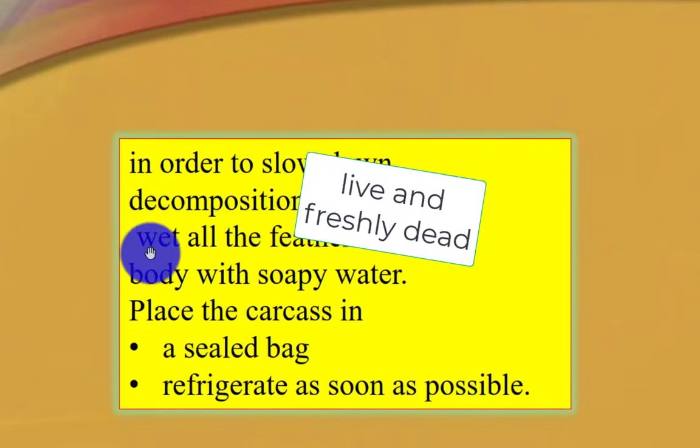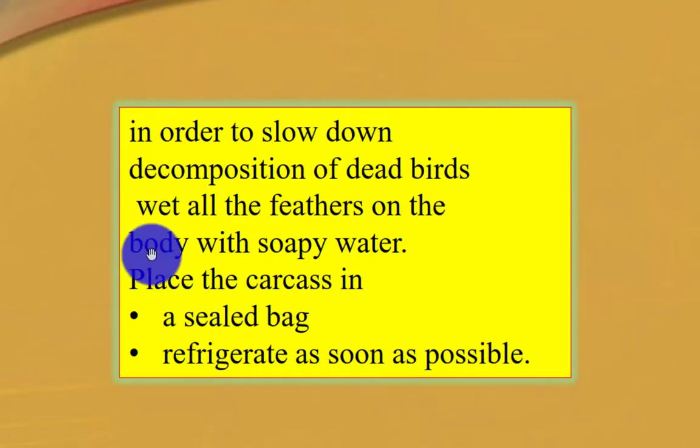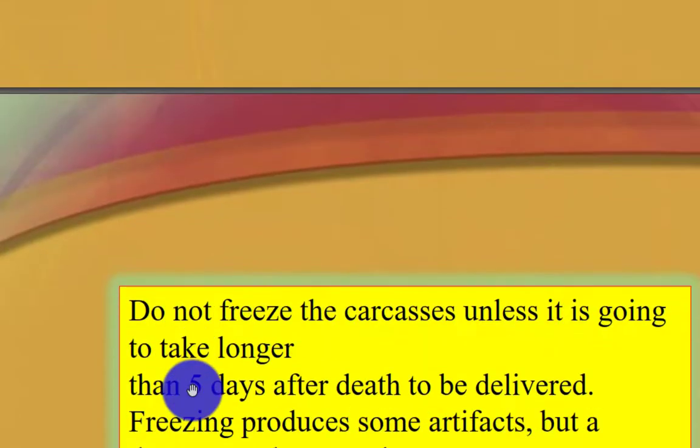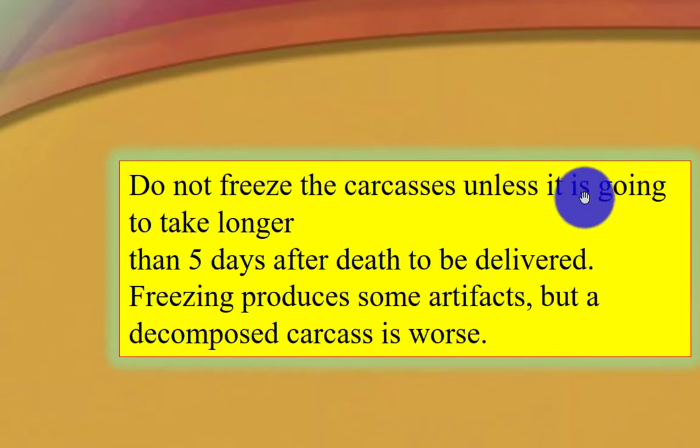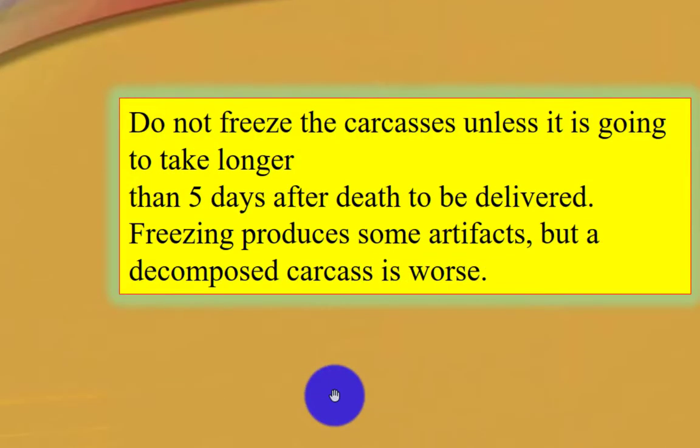In order to slow down the decomposition of the dead birds, wet the feathers on the body with soapy water. Place the carcasses in a sealed bag. Refrigerate as soon as possible. Don't freeze the carcass unless it's going to take longer than 5 days after death to be delivered. Freezing produces some artifacts, but a decomposed carcass is worse.